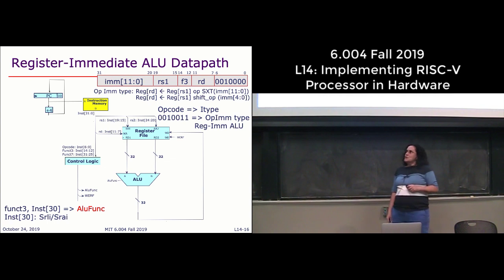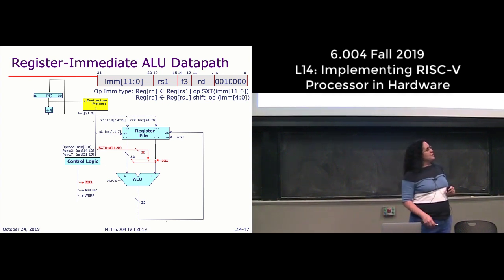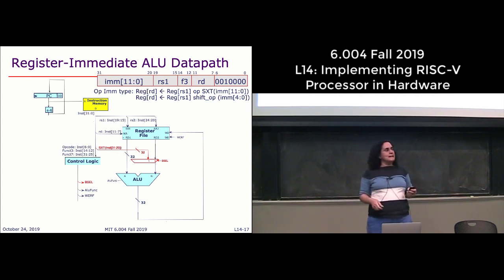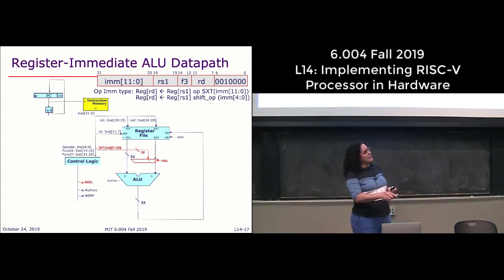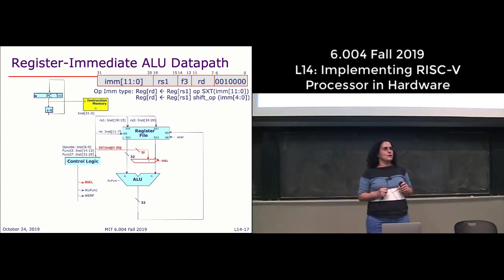All right, so what do I have to add to my hardware to make this happen? Well, I'm going to add a multiplexer. Okay, so my multiplexer is going to say, in the case where I have 2 source registers, my ALU is going to get its second operand from the register file. In the case where my second operand is an immediate, I'm going to get it from this other input of my multiplexer, where that input is basically the sign extended immediate that came directly from my instruction.